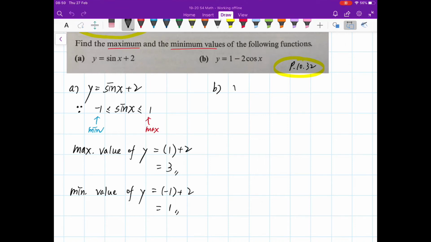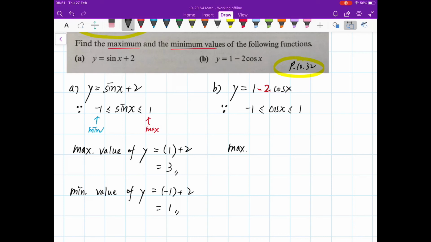Similarly for part B, now we are discussing y equals 1 minus 2 cosine x. But don't forget it is -2. Again, what is the maximum and minimum value for cosine x? Again, it is the same as sine x, that is 1 and -1.